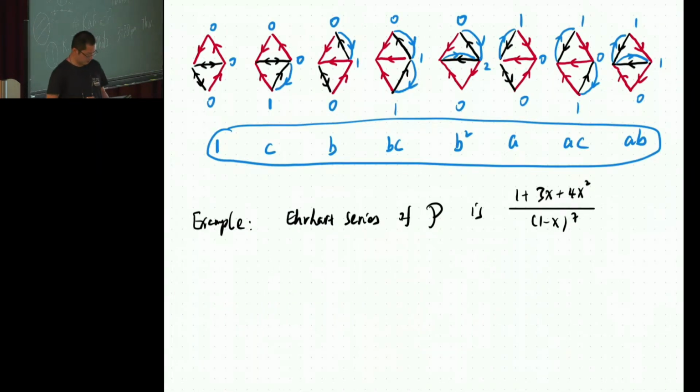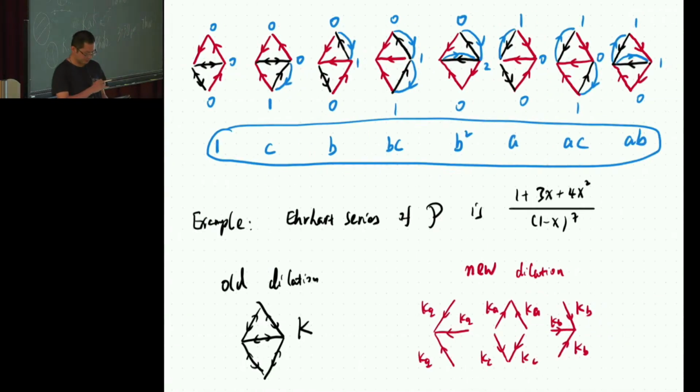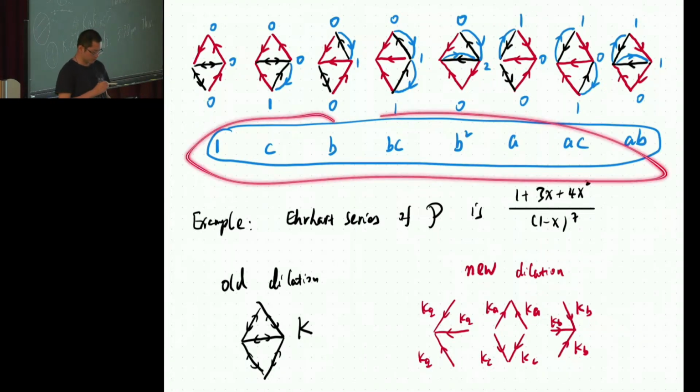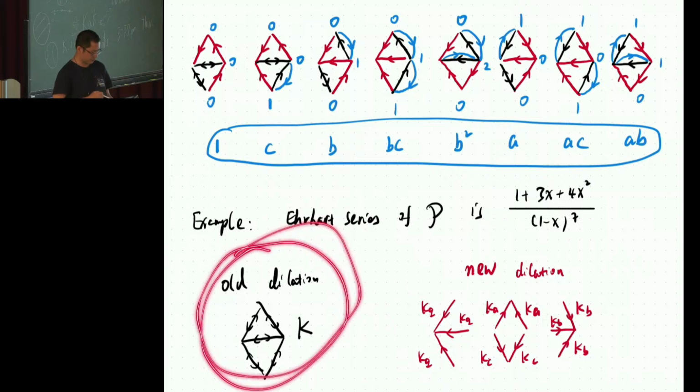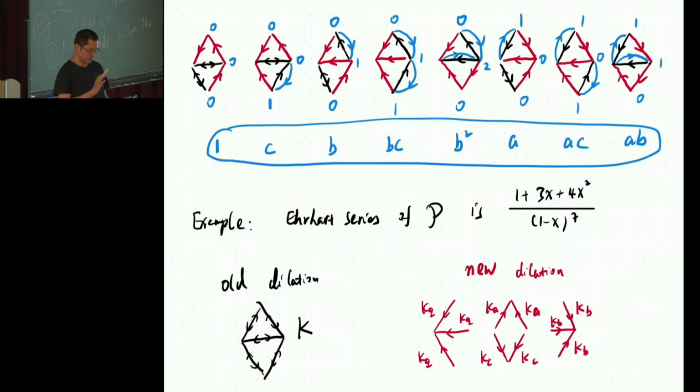So in our example, this Ehrhart series of P is just this one. You see this 1, 3, 4, they are exactly the H vectors of these things. But this is not good enough because we want to have these monomials. So we use a finer construction. This is the old dilation, where for each element we use the same scalar k. You dilate it, and you get this thing.